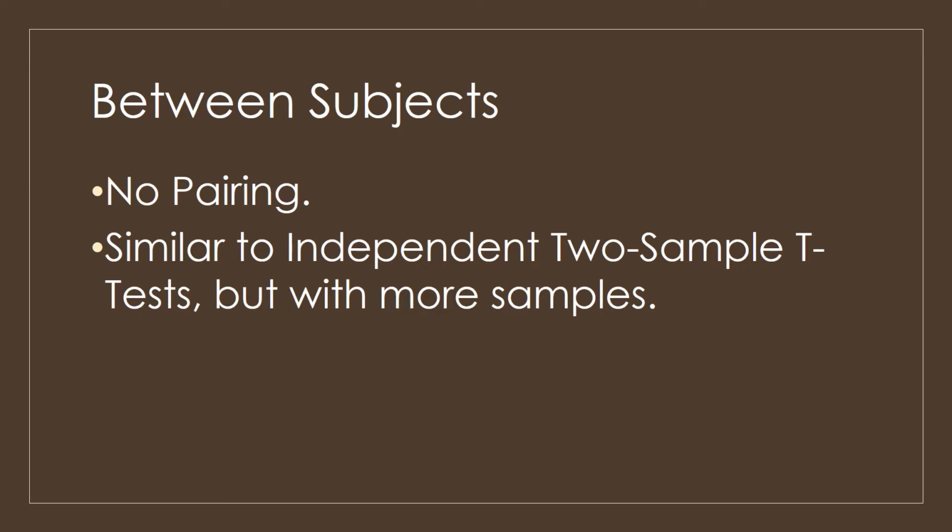So what does it mean by between subjects? Between subjects means that there's no pairing, and this is similar to an independent 2-sample t-test but with more samples. So just remember that between subjects means there's no pairing. Within subjects, which is what we're going to go over next, is a repeated designs study, where we have the same person taking the same test over and over. So just remember this is for between subjects, when there's no pairing.